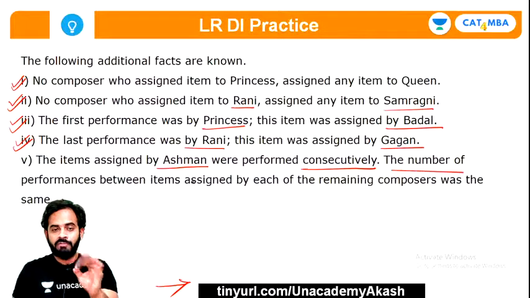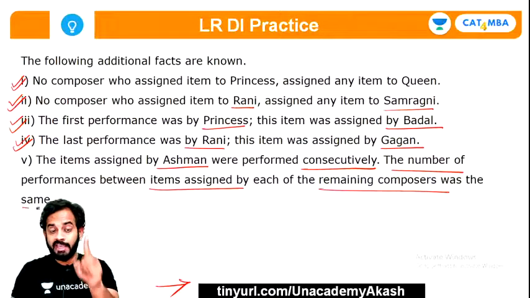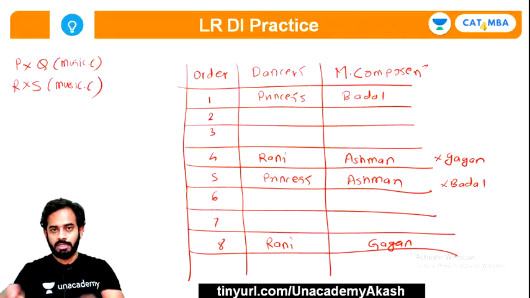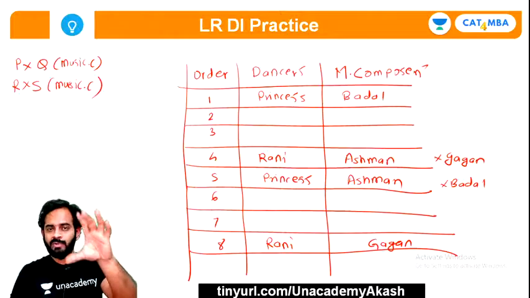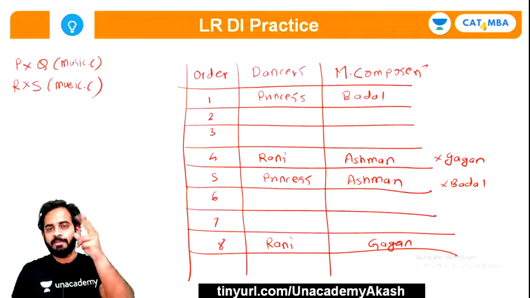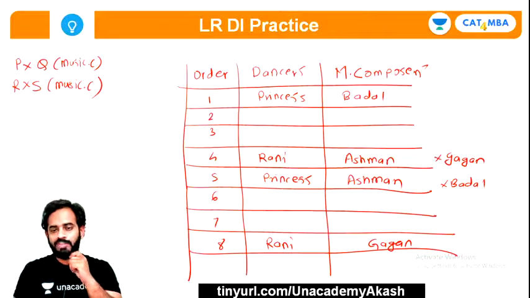Now the number of performances between items assigned by each of the remaining composers was the same. It means that for Ashman, there are two performances and there are no performances between them. But for other music composers, the distance between the items assigned by them is equal. That is, the number of performances between the two performances will be equal. For example, what is the possibility for this Badal now?